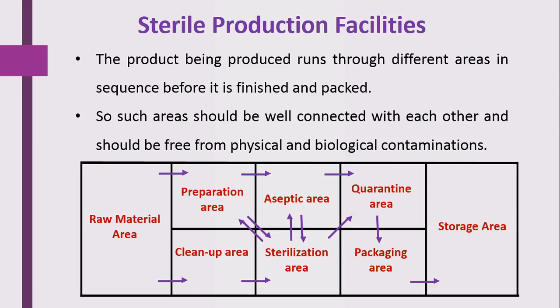But in the case of small volume parenterals, when the formulation is done, it is sent to the sterilization area. Here in-process sterilization is done, and then it is sent to the aseptic area for filling and sealing. In the case of large volume parenterals, after sterilization the product is sent to the quarantine area, and in the case of small volume parenterals, once it is packed, it is sent to the quarantine area.